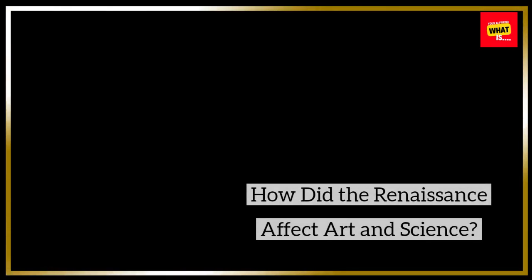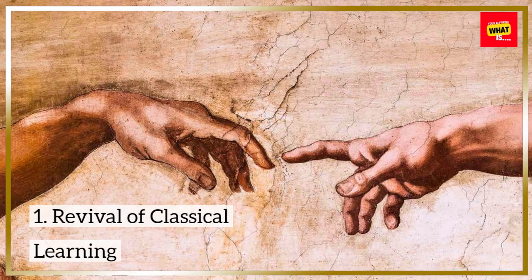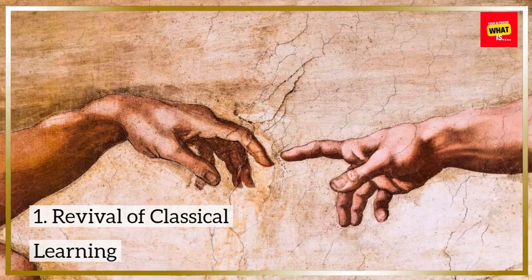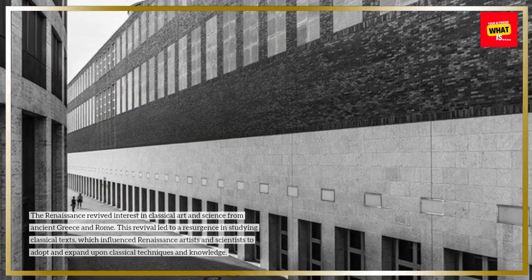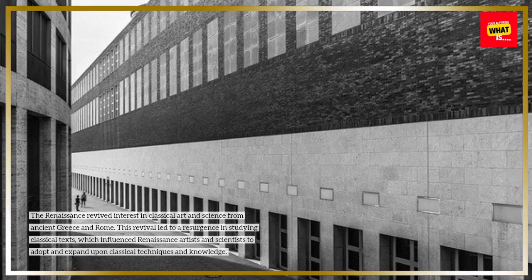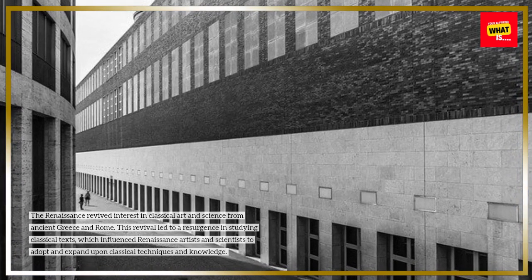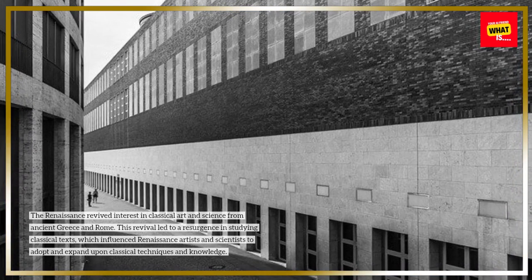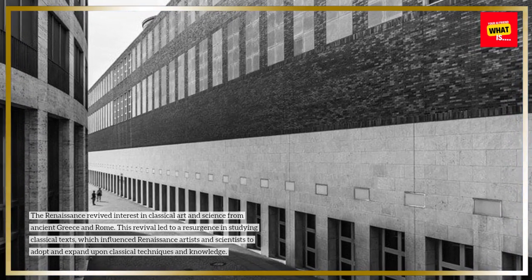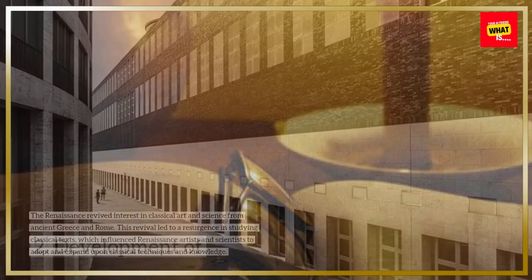How did the Renaissance affect art and science? 1. Revival of classical learning. The Renaissance revived interest in classical art and science from ancient Greece and Rome. This revival led to a resurgence in studying classical texts, which influenced Renaissance artists and scientists to adopt and expand upon classical techniques and knowledge.